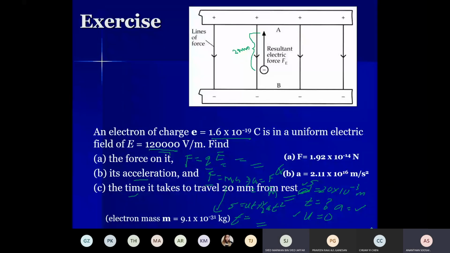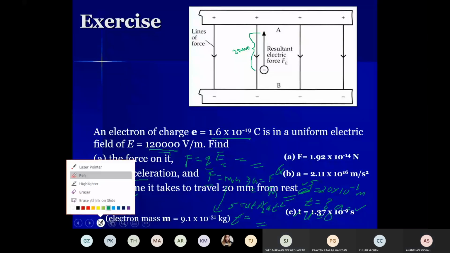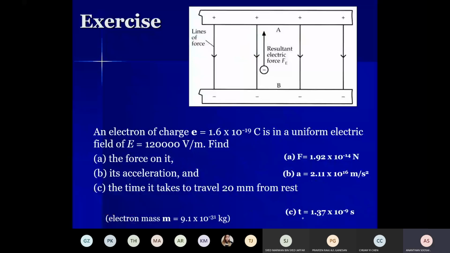Anyone? Answer? You should get 1.37 times 10 to the power of negative 19 seconds. The time is too small. The acceleration is so huge.